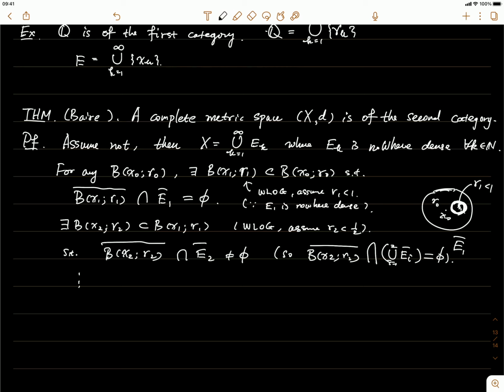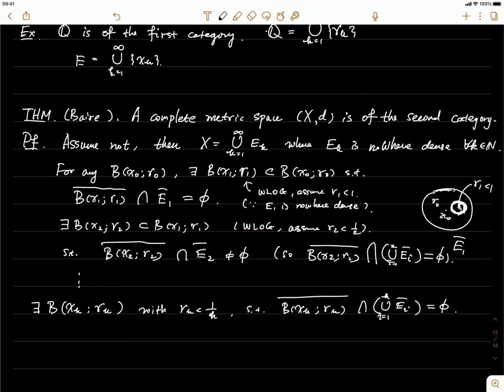Suppose we already have the ball B_k, and then I can get this r_k with the radius less than 1 over k, such that the closure of this ball and the union of all the previous E_i's is empty.